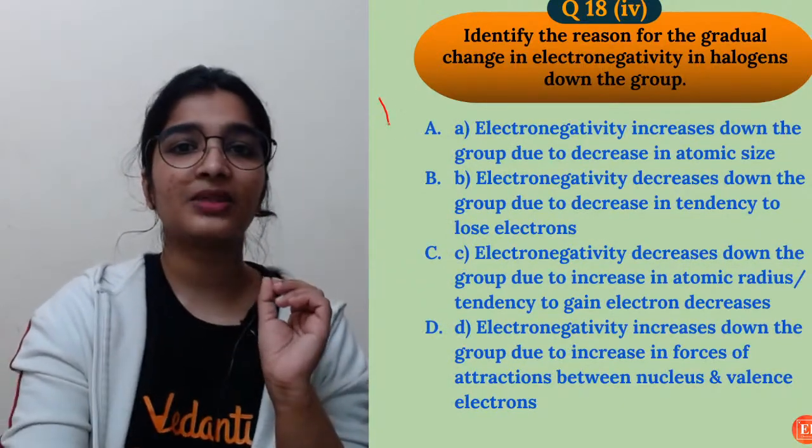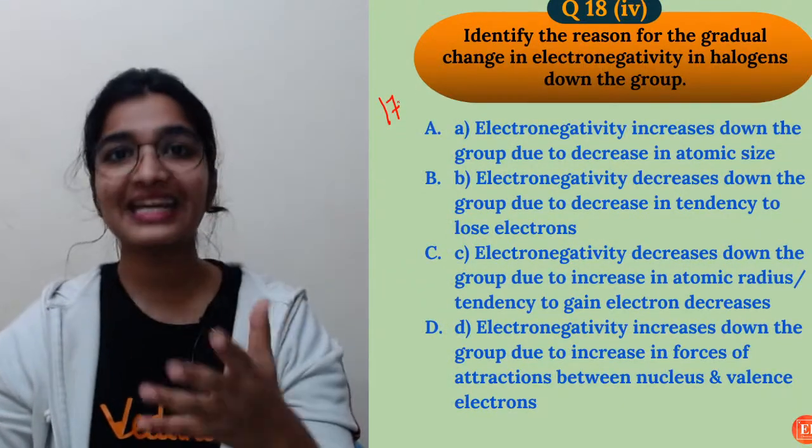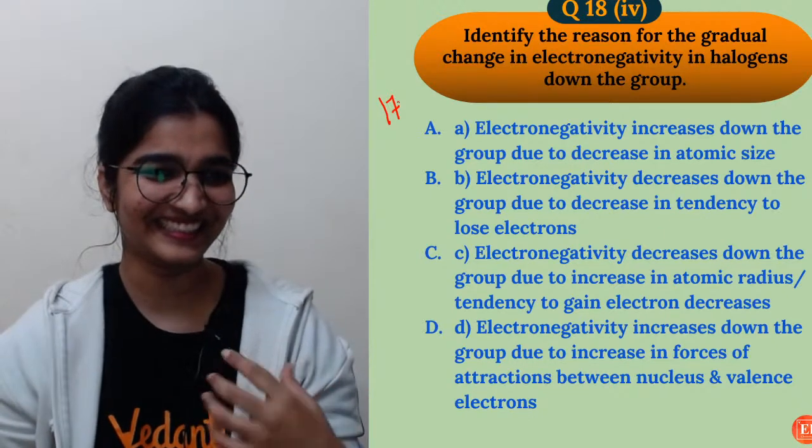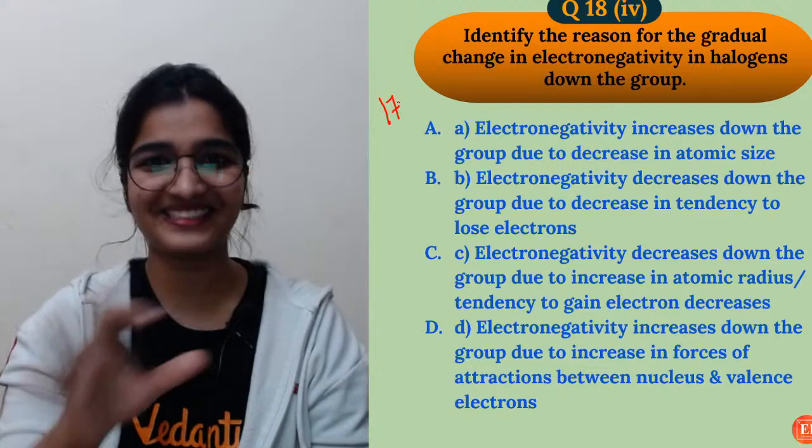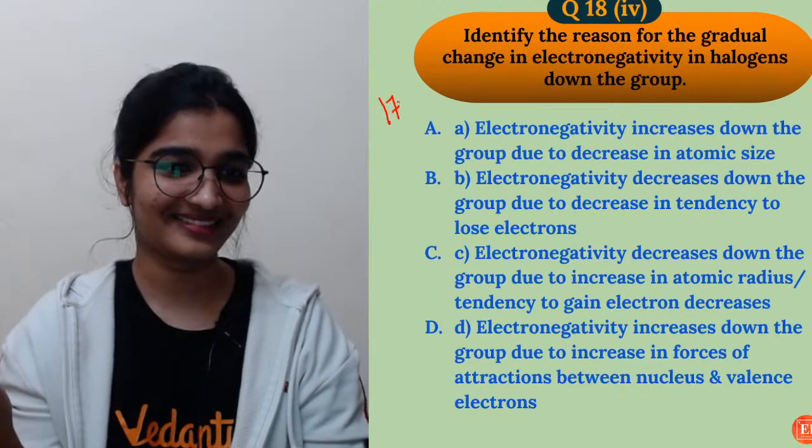Halogens group is 17. Menti have not started yet. It's not Menti. Wait. We'll just finish this and then we'll go for the Menti.